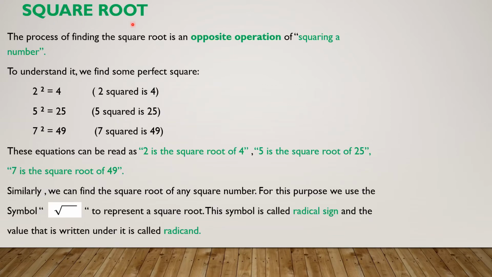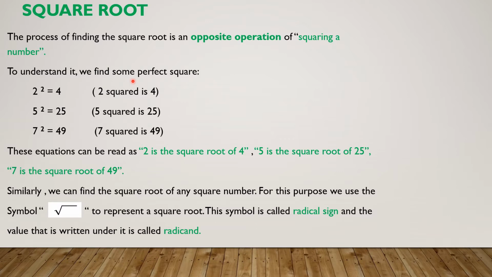See the definition of square root. The process of finding the square root is an opposite operation of squaring a number. Square root is an opposite operation of squaring of a number. Like addition is the opposite operation of subtraction, or subtraction is the opposite operation of addition. Similarly, multiplication and division are the opposite operations of each other. Similarly, square root is an opposite operation of squaring or square.